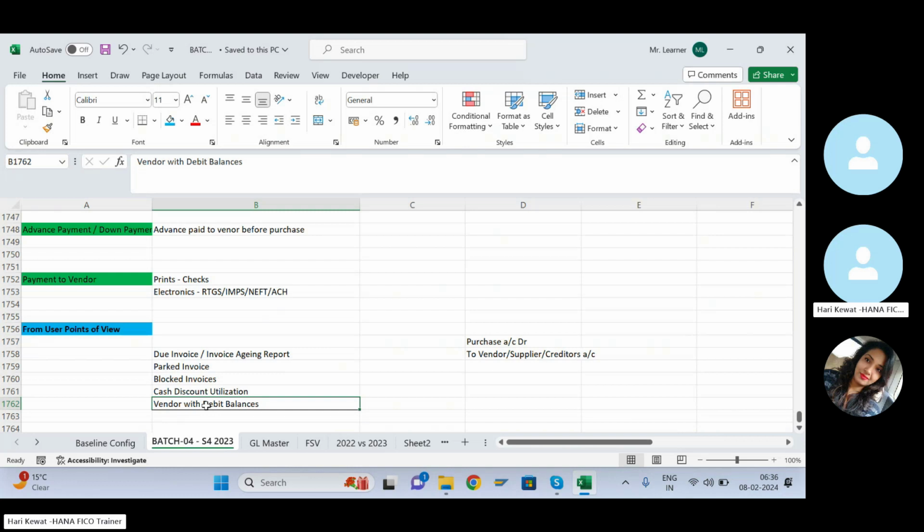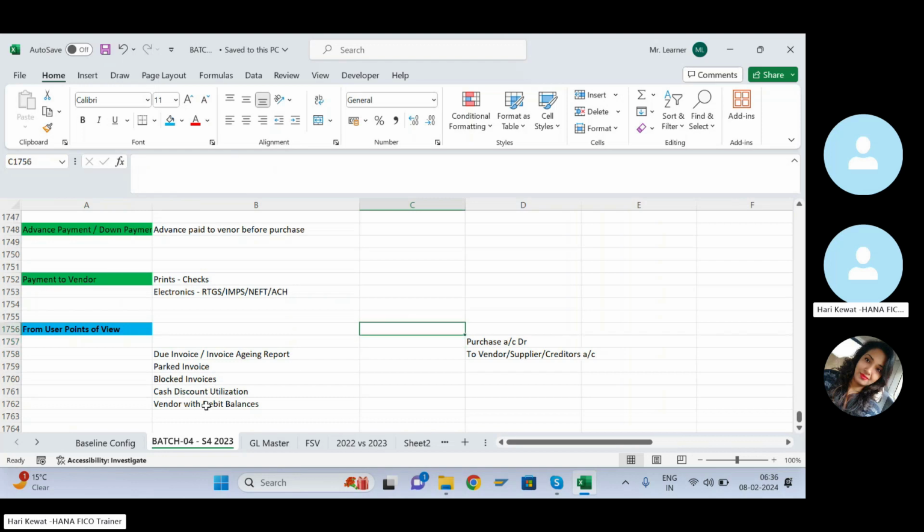Either you have already made the down payment, so follow up for the delivery. If not, and any additional debit balance is there with the vendor, then the user should focus on why the vendor has the debit balance. He has to follow up either to get the payment from the vendor, or if he has made the advance payment, he has to follow up for the delivery of the products. So these are some points the user should also focus on in account payable.